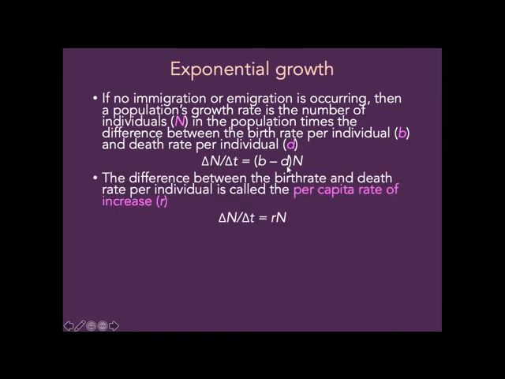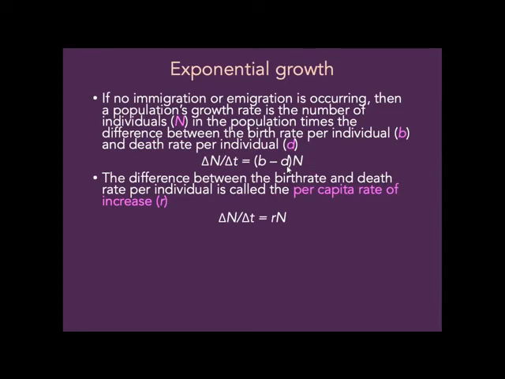So this is the number you're starting out with times birth minus death. So the difference between the birth rate and the death rate per individual is called the per capita rate of increase, or little r. Wait a minute, we just had a little r. That was the coefficient of relatedness. I know. I didn't give things the names that they have. It's just another little r. Oh, that's so confusing. Well, just remember that r can be two things.